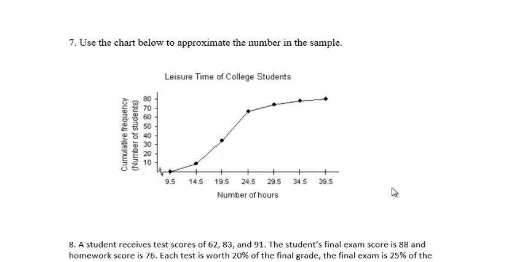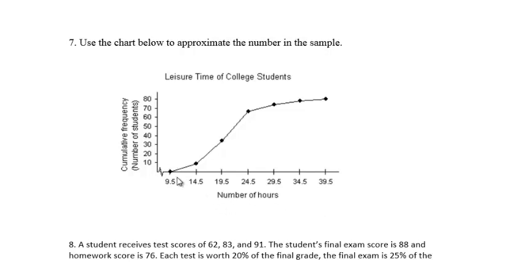Okay, number 7. Use the chart to approximate the number in this sample. Now, the key to this one is that this axis is the number of hours of leisure time that the students have, presumably per week. And this side is a cumulative frequency. Cumulative frequency means how many, the numbers build up from one to another.